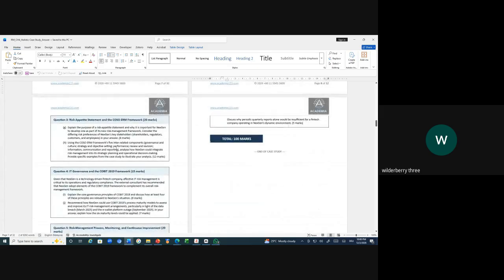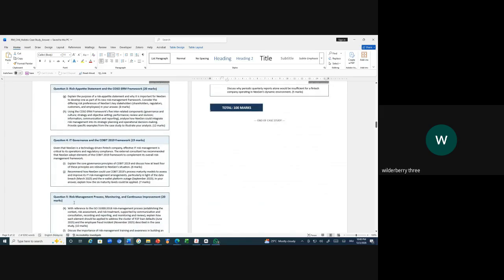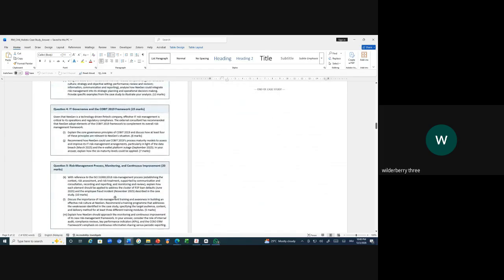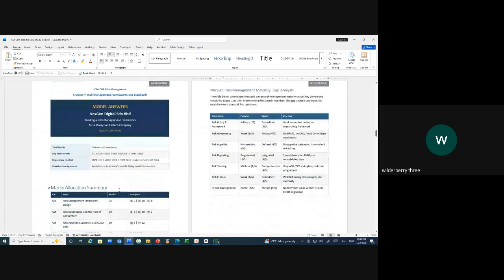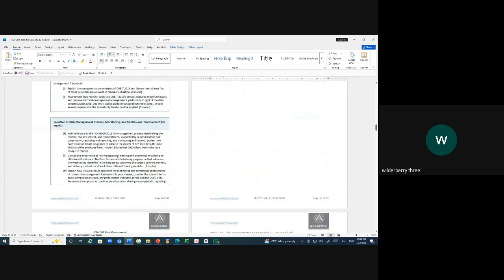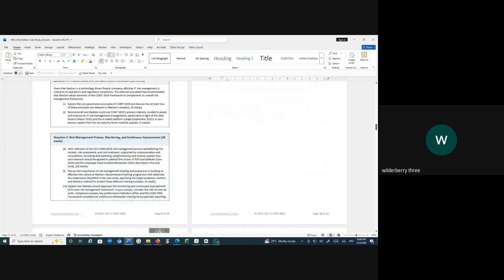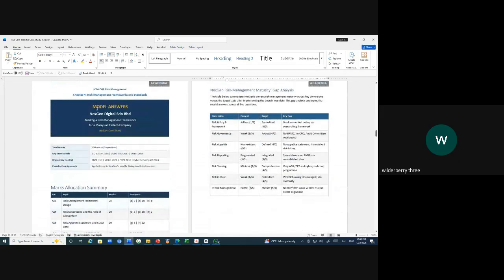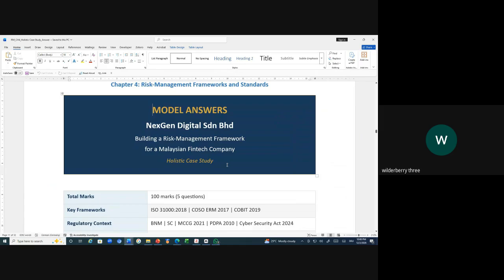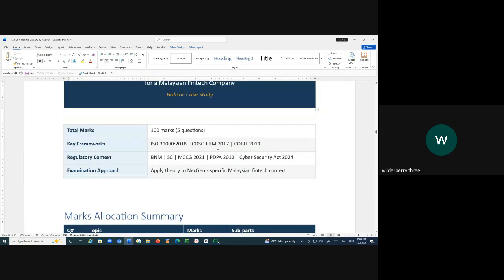Question 3 is about the risk statement and the COSO ERM framework. And then we have IT governance and COBIT, and the monitoring and improvement. You see here, that's total marks 100. And here you have the model answers, so that you can really look into what is applicable.